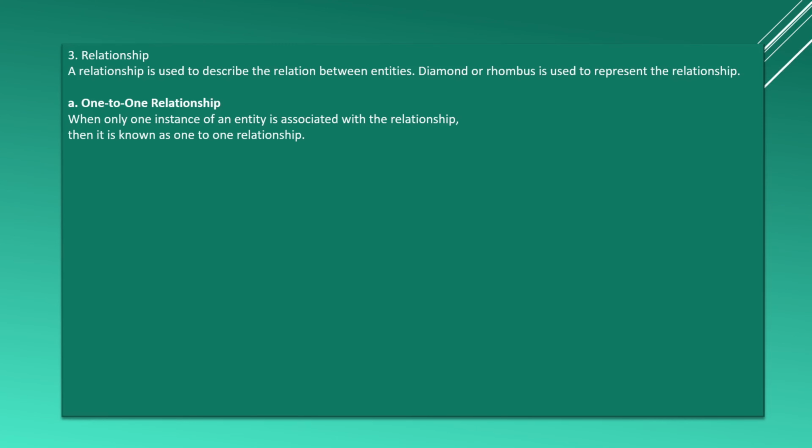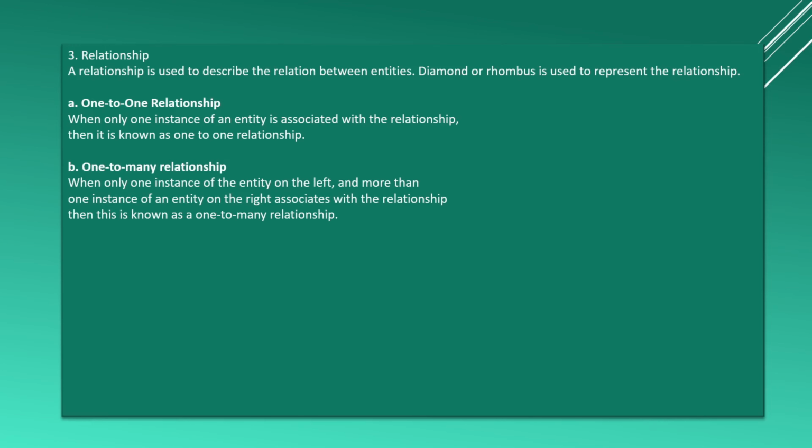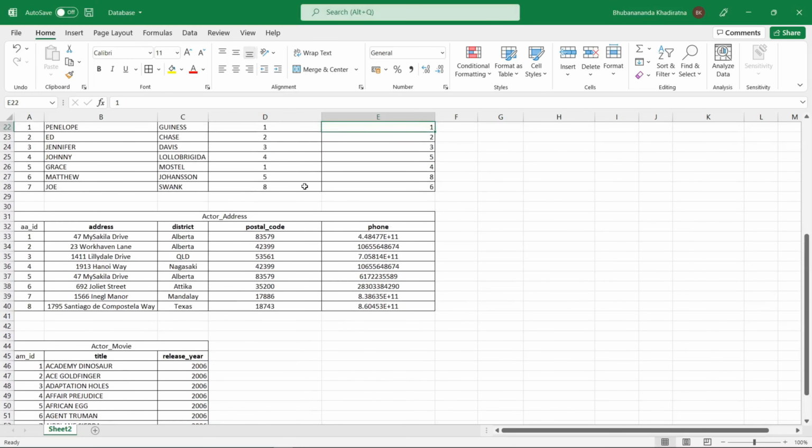One is the one-to-one relationship. One-to-one relationship means a row in a single table depends on a row in another table. Then one-to-many relationship: when only one instance of an entity of a table is dependent on more than one instance of another table, it is known as a one-to-many relationship. Let's understand these two relationships in our existing table.